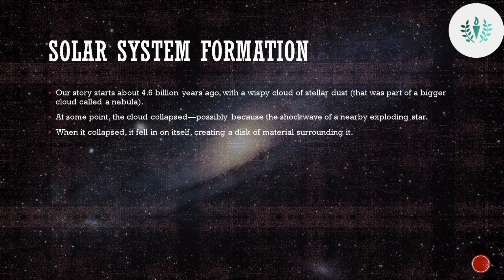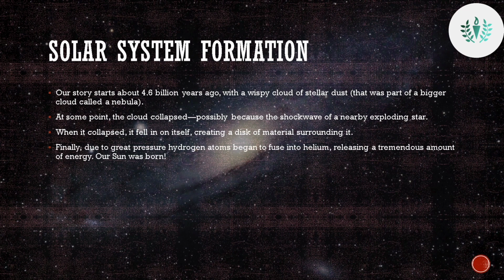Gravity pulled more and more material in. Eventually, the pressure in the core was so great that hydrogen atoms began to combine and form helium, releasing a tremendous amount of energy. With that, our Sun was born, and it eventually amassed more than 99% of the available matter.